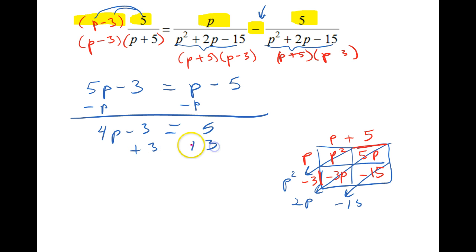Add 3. I'll have 4p equals 8. And then divide by 4, so I get p equals 2.